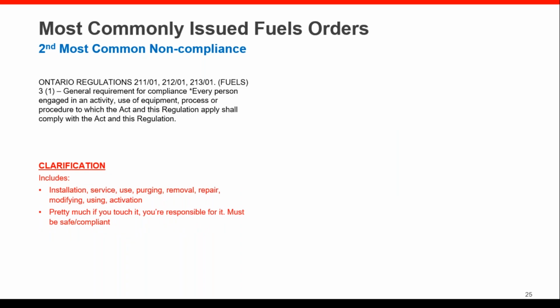The second most common non-compliance that we come across, again general in nature, is a general requirement for compliance: every person engaged in an activity, use of equipment, or process or procedure to which the act and the regulation applies shall comply with the act and the regs. So activity includes installation, service, purging, removal, repair, modifying, using, maintaining. Pretty much if you touch it, you're responsible for it.